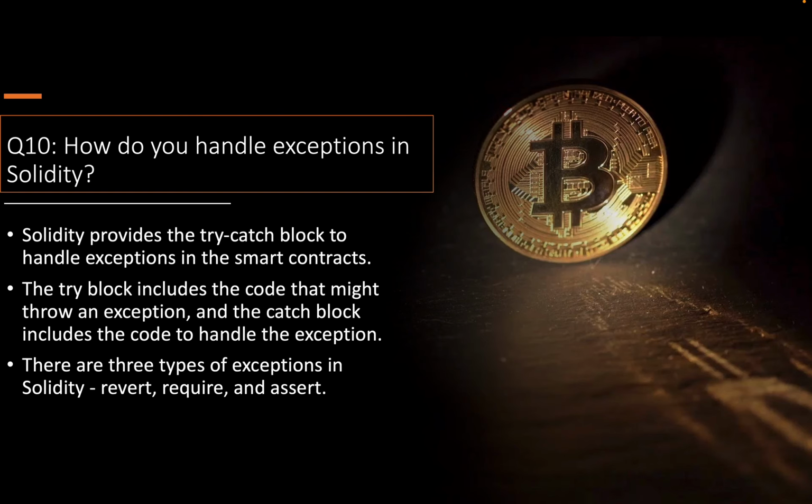Question number 10. How do you handle exceptions in Solidity? Solidity provides the try-catch block to handle exceptions in smart contracts. The try block includes the code that might throw an exception, and the catch block includes the code to handle the exception. There are 3 types of exceptions in Solidity: revert, require, and assert.